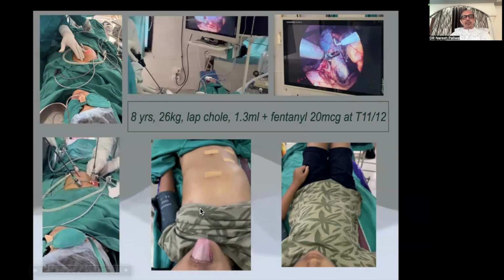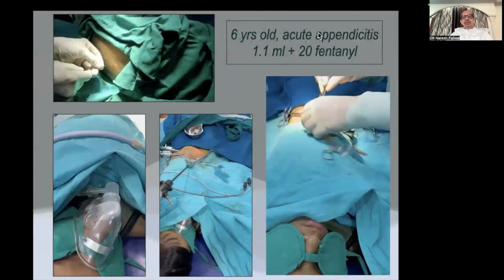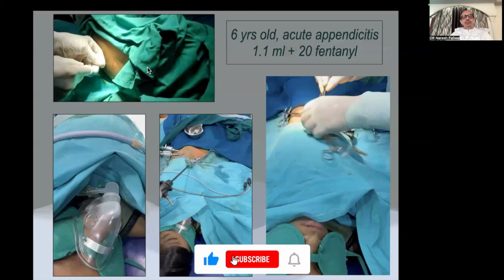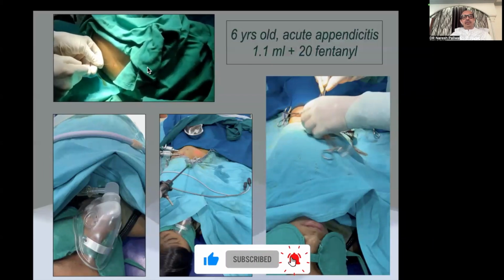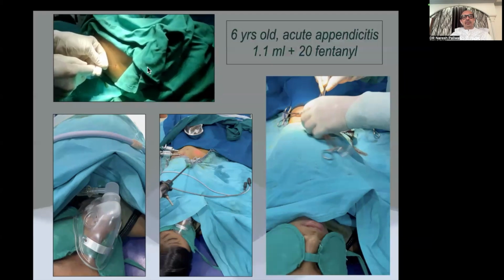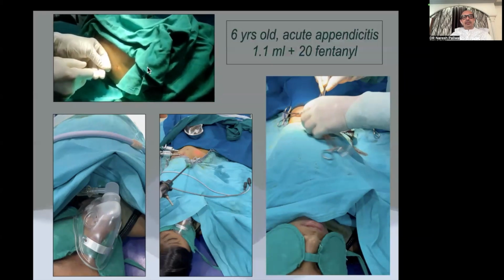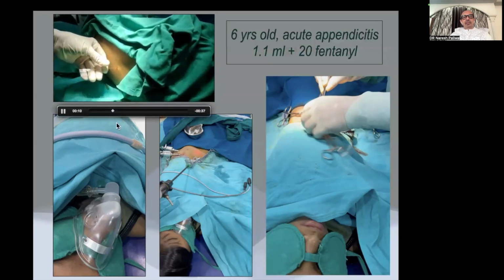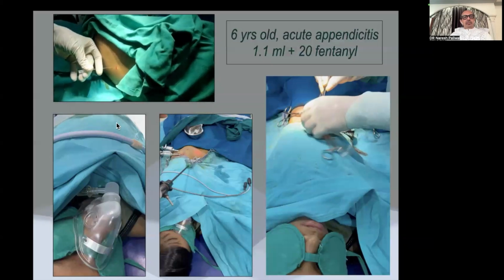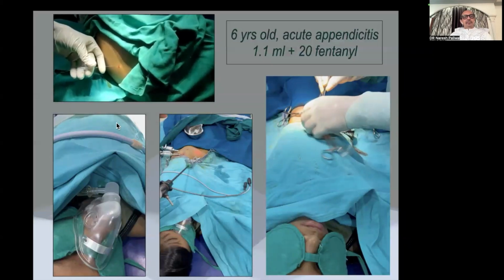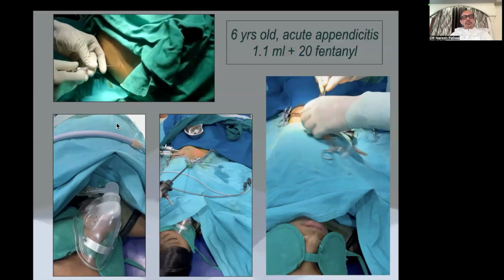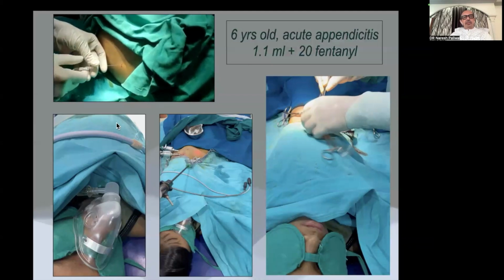At the end of surgery, he is conscious, he is moving his limbs. Then this is a 6-year-old, acute appendicitis, just 1.1 ml at 20 mcg fentanyl. I use a 27 gauge adult needle for this. Need to be gentle while performing spinal in these cases. You just go millimeter by millimeter. No harm in taking some time. You remove the stylet at loss of resistance.